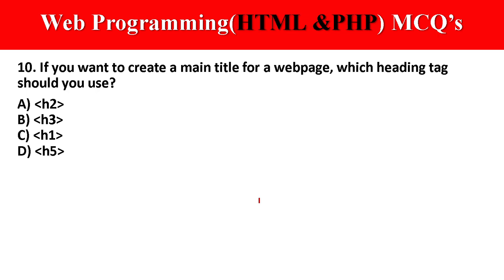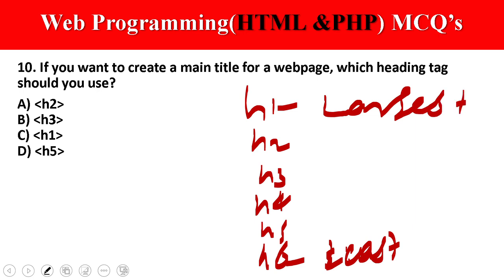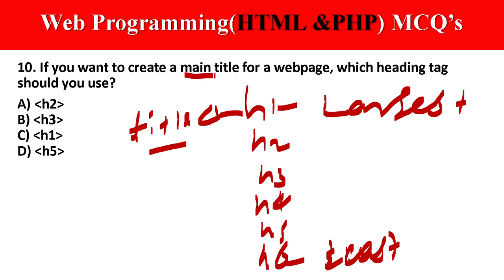Totally, for HTML, there are 6 heading tags, which start from H1 up to H2, H3, H4, H5, and H6. So this is the least or smallest. This is the largest, used for titles. So for the main title of our page, we have to use heading one. That is the correct answer.